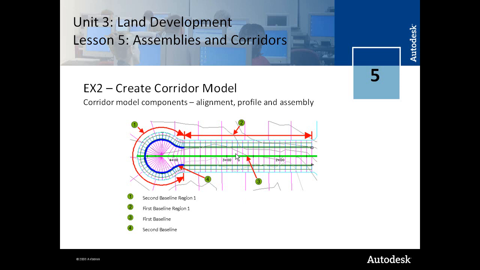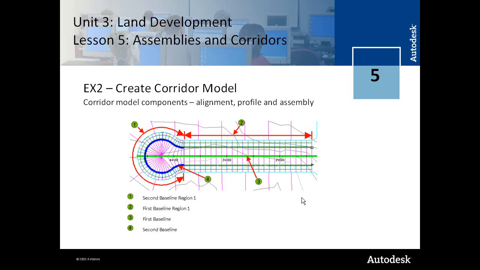So the first baseline is this line here, the center line. So up until the cul-de-sac, you model the cross-section, or you model the corridor using this alignment and this profile, and then a typical section. Then when you get to the cul-de-sac, you use this alignment and this profile, and that's where you process the half section.